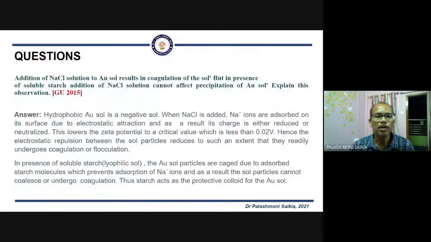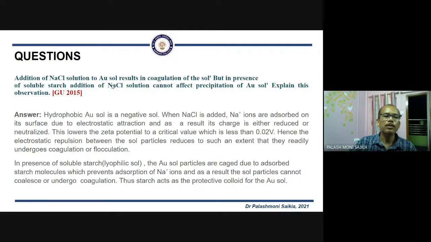In this connection, one question was asked in the Gauhati University examination 2015. Addition of NaCl solution to gold sol results in coagulation of the sol, but in presence of starch, addition of NaCl solution cannot affect the precipitation or coagulation of gold sol. Explain this observation.